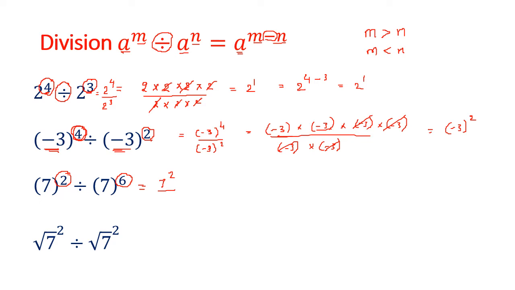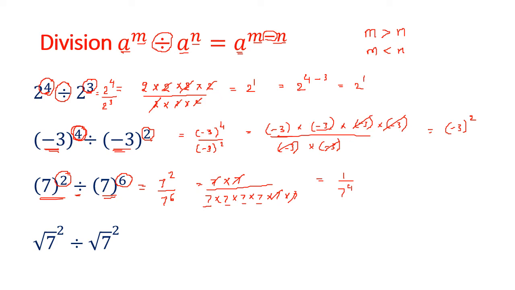7 square divided by 7 raised to 6. So we have 7 into 7 upon 7 into 7 into 7 into 7 into 7 into 7. So one 7 and another 7 get cut. Now there is nothing remaining on the top, so we write 1. 1 upon 7 into 7 into 7 into 7, that is 7 raised to 4. So 7 raised to 2 divided by 7 raised to 6 gives us 1 upon 7 raised to 4.